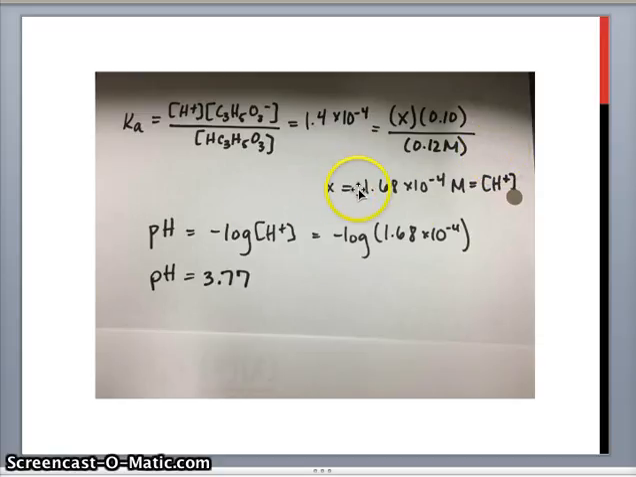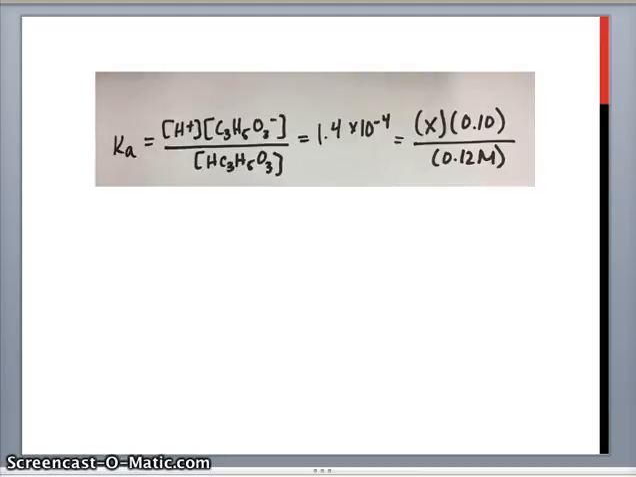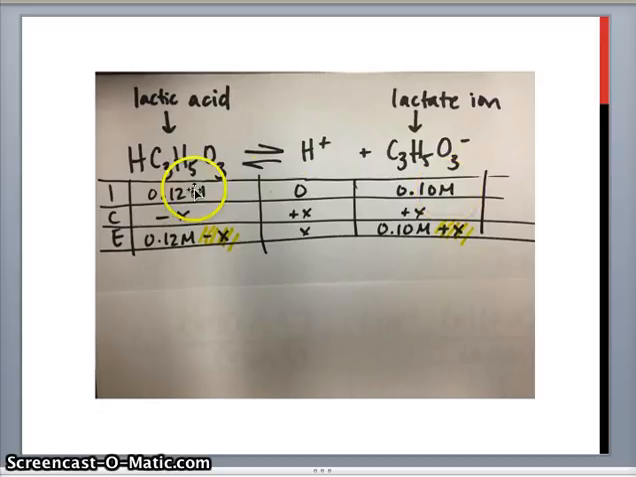So if we solve for x, we get 1.6 times 10 to the -4th molar, and that is our H+ concentration because that's what x was equal to in our ICE table. So then we can take the negative log of our H+ concentration to get a pH of 3.77. So that's the answer to our question. So it's really not very different from the ICE tables that we've been doing before. It's just that now it's a common ion example, similar to solubility, where we were starting with an initial concentration of both our reactant and one of the products.